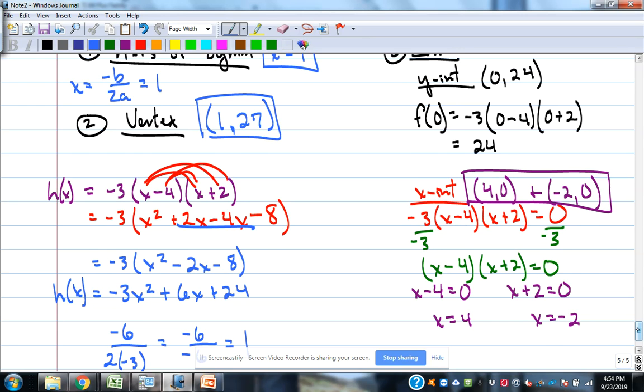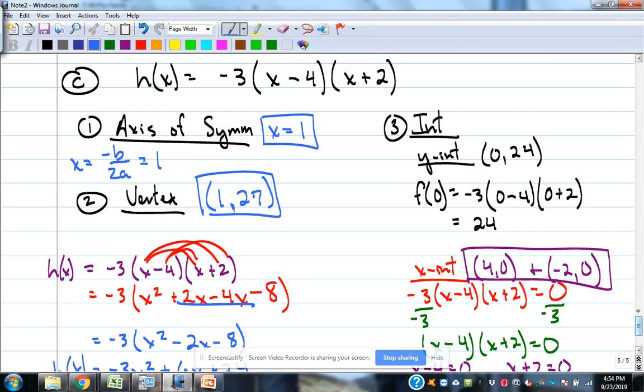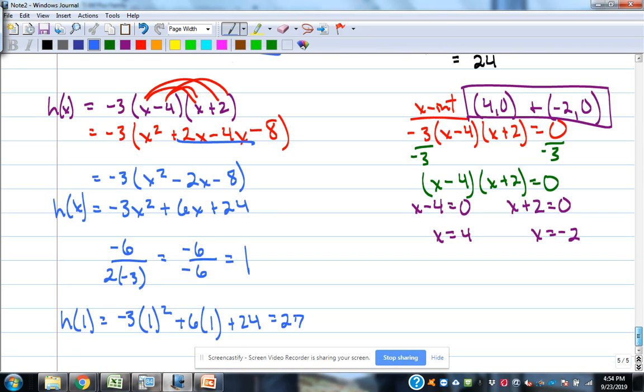Now I found all of that stuff for that problem that was in intercept form. What I want to do now is find the domain and the range. Remember, we talk about those things pretty regularly. Domain should be easy: negative infinity, positive infinity.